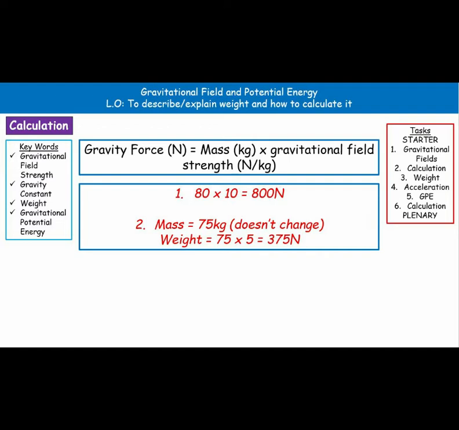Now, mass doesn't change. Remember, we said that at the start of our lesson. So the 75 kilogram mass will still be 75 kilograms. The weight, however, is affected by the gravitational field strength. So we do 75, our mass, times the gravitational field strength of 5, gives us 375 newtons as the weight. So give me an idea, who got 2 out of 2, who got 1 out of 2, who didn't get anything right. In the chat window, let me know.